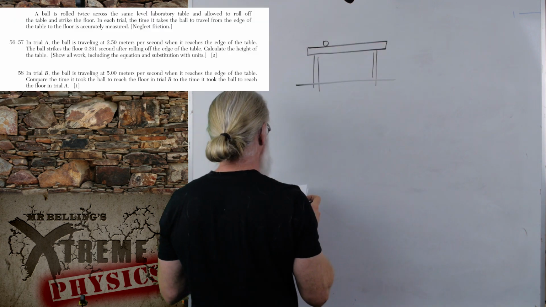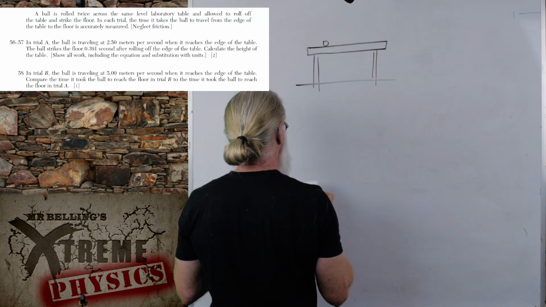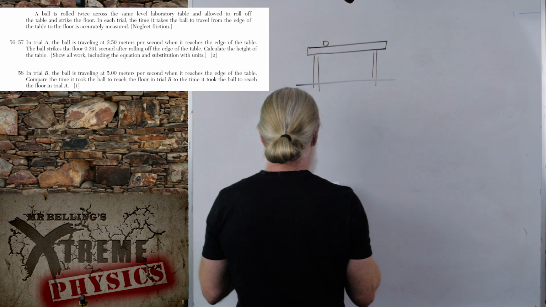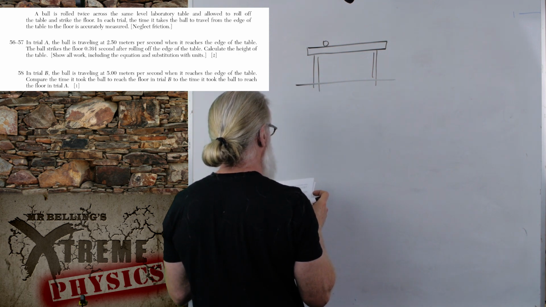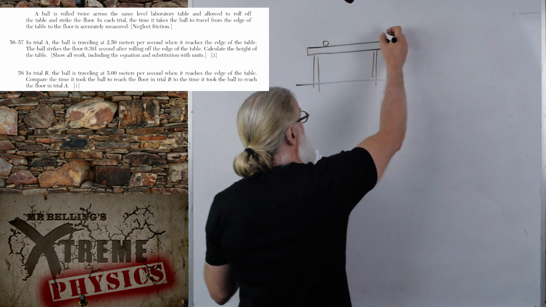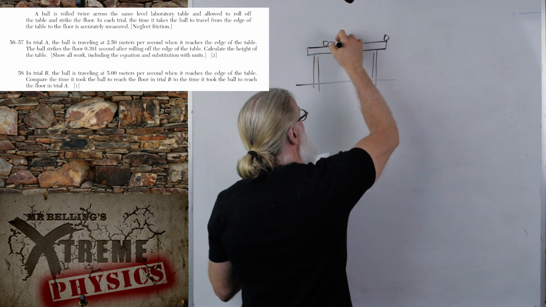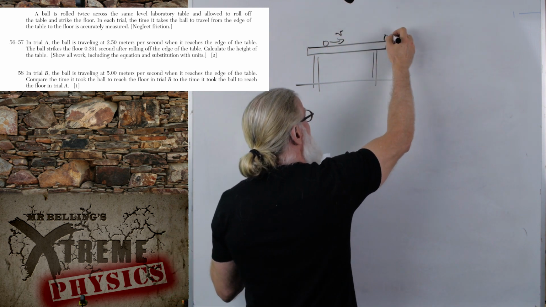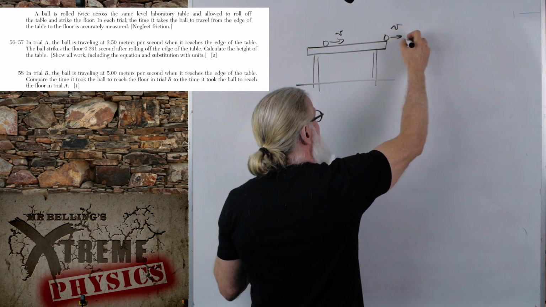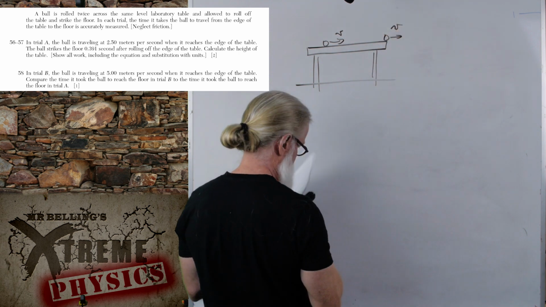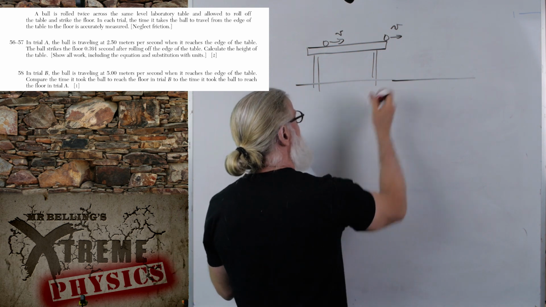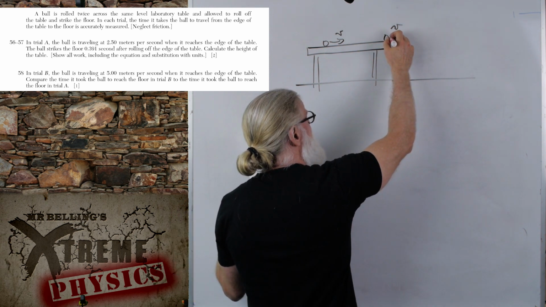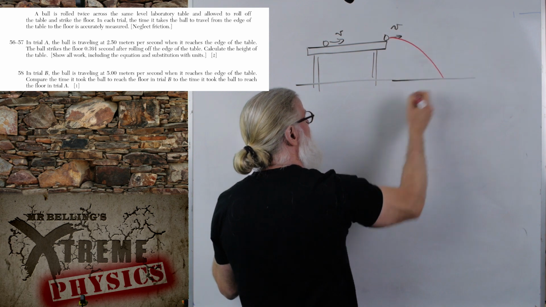A ball is rolled twice across a level laboratory bench, rolls off, and strikes the floor. In each trial, the time it takes for the ball to travel from the edge of the table is accurately measured. So we have a velocity like that, and then you need to be able to draw the trajectory of an object in projectile motion. So it goes something like that.